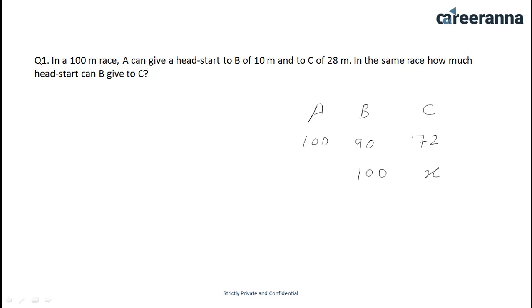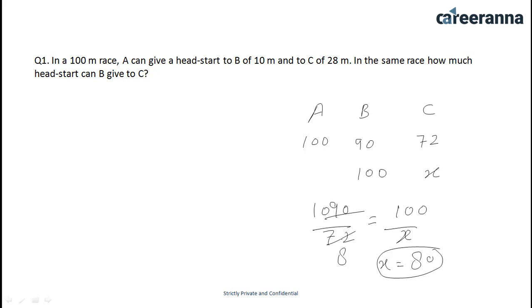So suppose that if B runs 100 meters and C runs X meters, we can see that the ratio should be the same, 90 divided by 72 equals 100 divided by X. Here we can see that X would be 80. So when B runs 100, C will run 80 meters. So B can give a head start of 100 minus 80, 20 meters, to C.